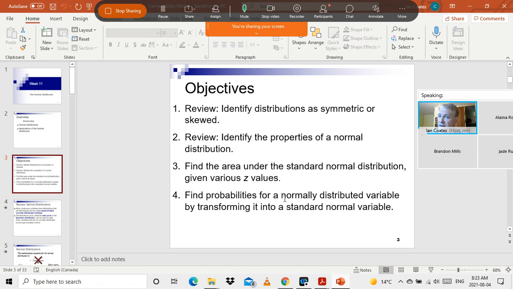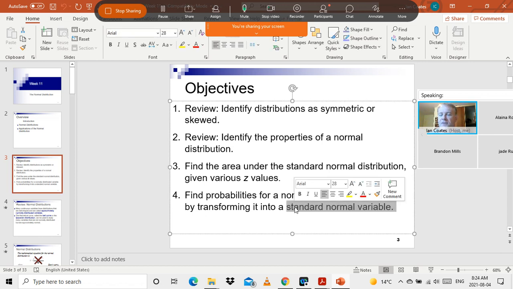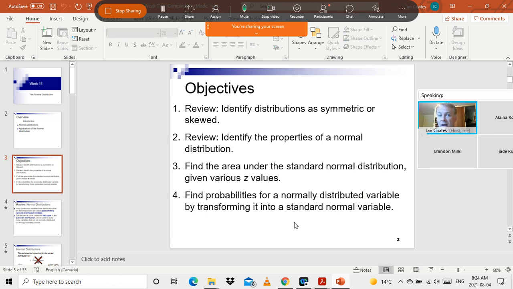And you guys are already kind of familiar with this. Within the first standard deviation, how much percentage is under that curve? Right? 34 and 34, right? So 68% with your mean in the middle. We'll get there. So you got your probabilities, which just means the area under the curve, which you're already kind of familiar with. We're going to find the probabilities for a normally distributed variable by transforming it into a standard normal variable. Here's where we get into the ability to compare apples and oranges.